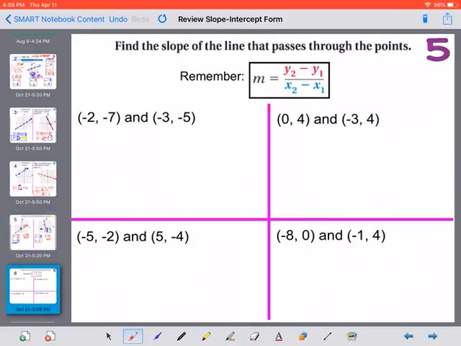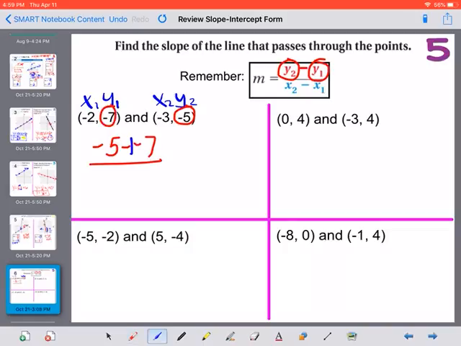Number 5, find the slope of the line that passes through the points. This is our slope formula, y2 minus y1 over x2 minus x1. So remember, we label our points in alphabetical order. Our first point gets 1s, our second point gets 2s. And then we plug them in. y2, first number right here, is -5, minus y1, and y1 is -7. Those 2 negatives, the opposite of a negative is a positive.